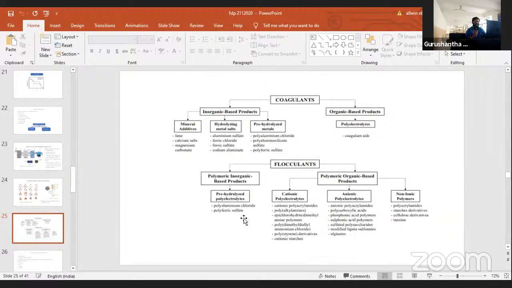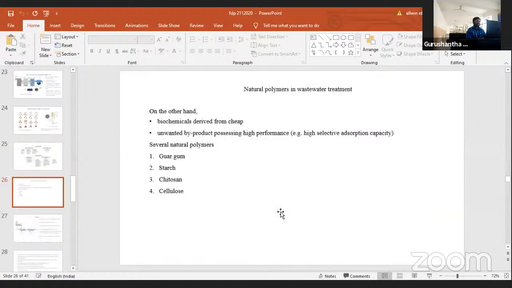The polymeric organic based flocculants are classified into cationic polyelectrolytes, anionic polyelectrolytes, and sometimes non-ionic polymers. This classification mainly depends upon the surface charge exposed by the polymeric compounds. If the polymeric compound exposes a positive surface charge, then we can say it is a cationic polyelectrolyte. Polymeric compounds which expose a negative surface charge, we say it is an anionic polyelectrolyte. If it is not exposing any charge, or is equally neutralized, then we say it is non-ionic.